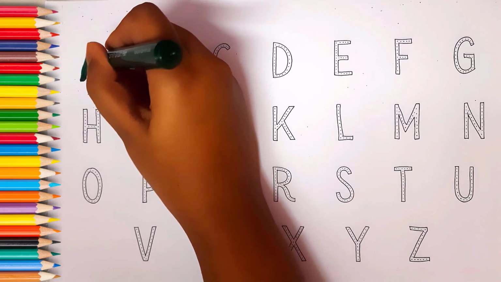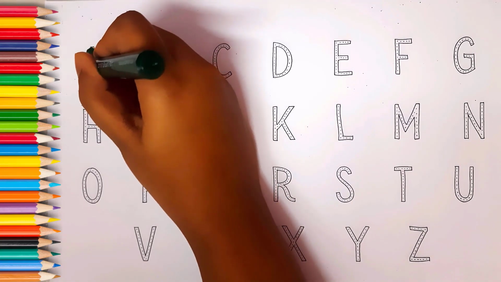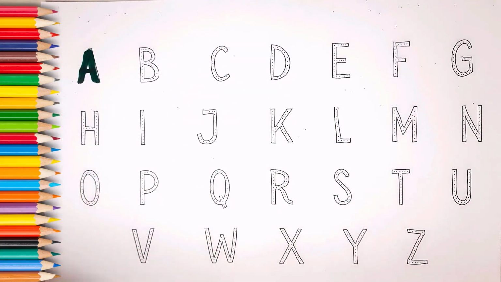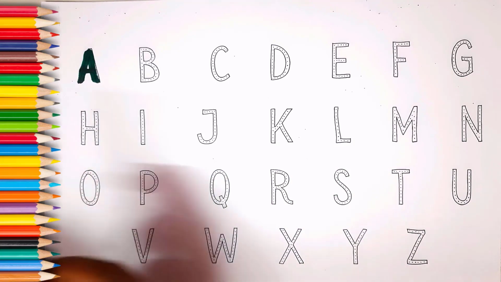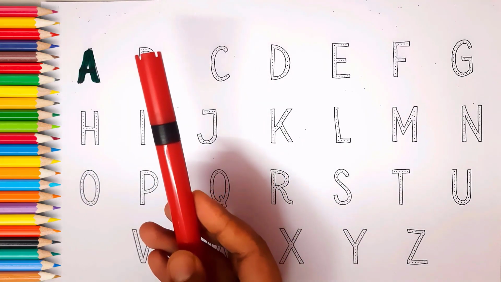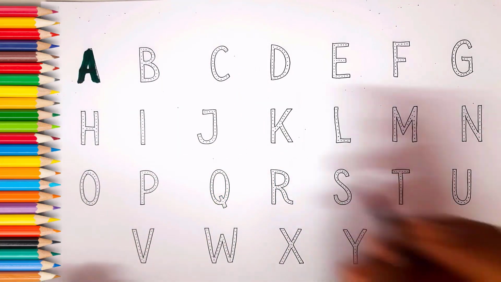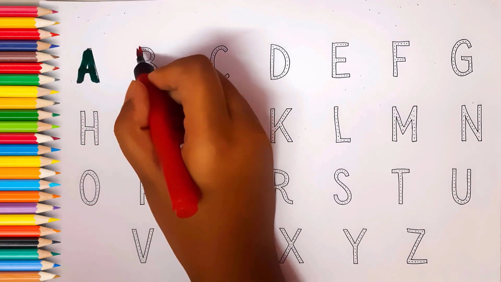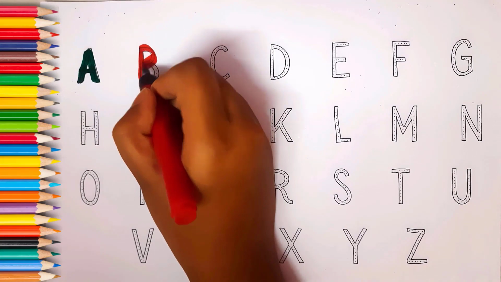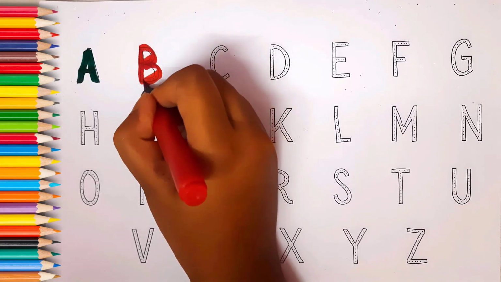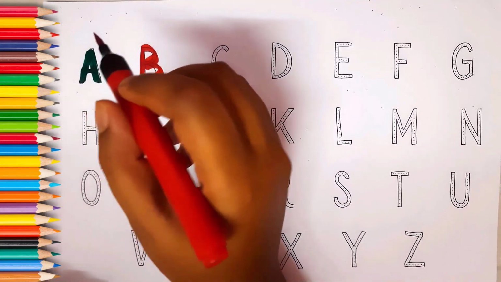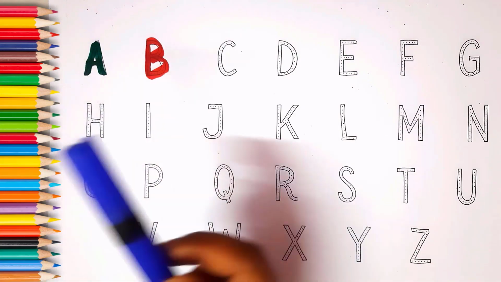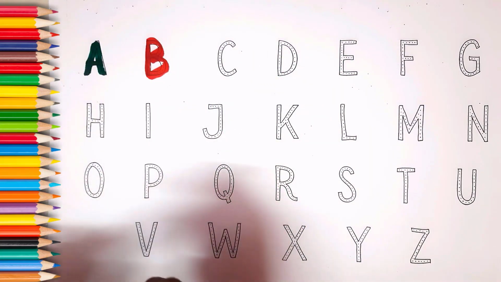A. A for apple, red. B. B for ball, blue.